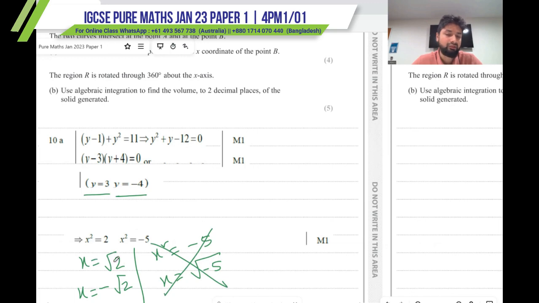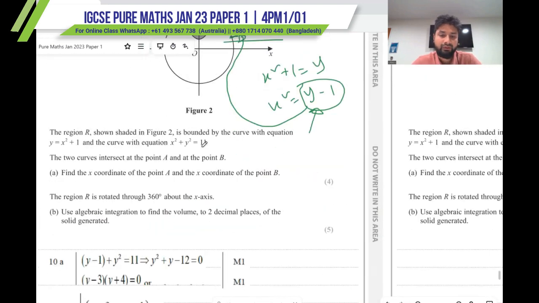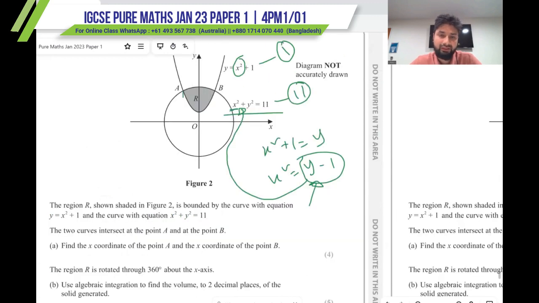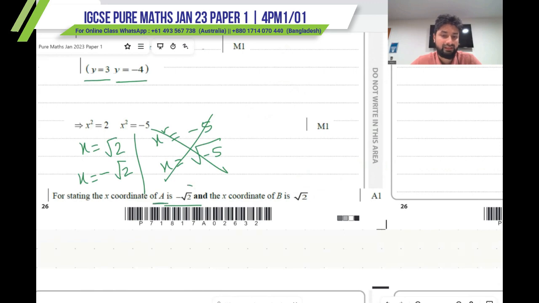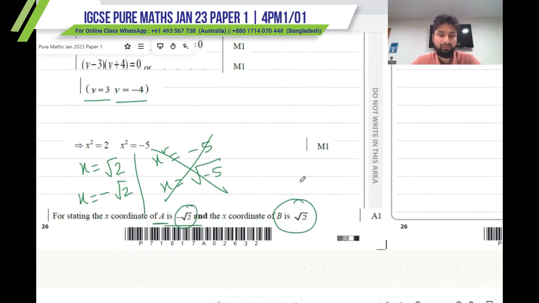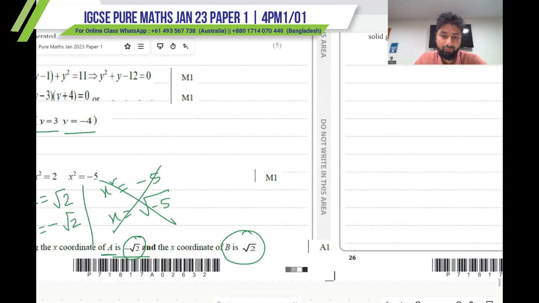So that means we'll end up getting two values of x, that is square root of 2 and negative square root of 2. So we can see that the value of A is negative square root of 2 and B is square root of 2. We have finally found the x coordinates of A and B. So we have to properly mention that the x coordinate of A is negative square root of 2, and the x coordinate of B is positive square root of 2, because you can see from the graph that the positive side should be on the right hand side, which is the coordinate of B. If you mention that properly, you will definitely get 1 mark for accuracy.